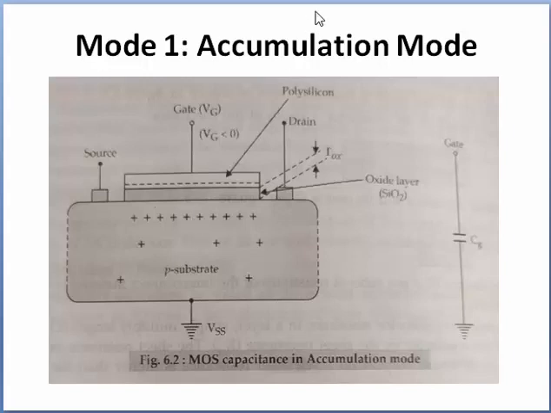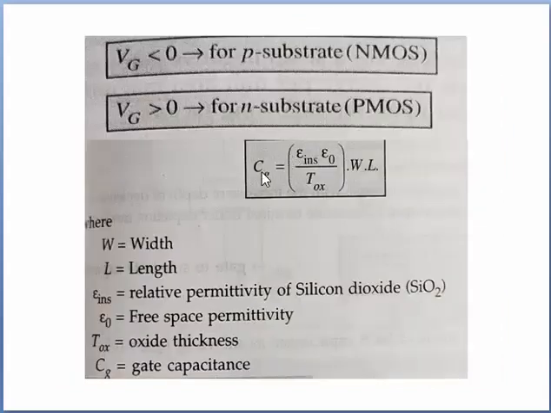So the gate capacitance Cg is equal to epsilon_ox epsilon naught W L, whole divided by Tox. Here W is width, L is length, epsilon_ox is the relative permittivity of the silicon dioxide oxide layer, epsilon naught is free space permittivity, Tox is oxide thickness, and this Cg is the gate capacitance.